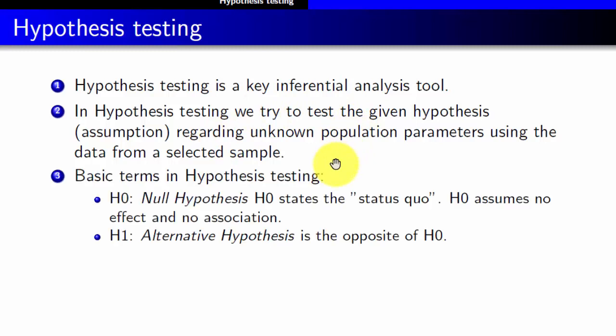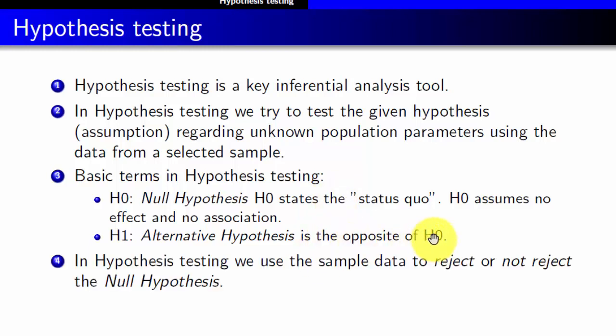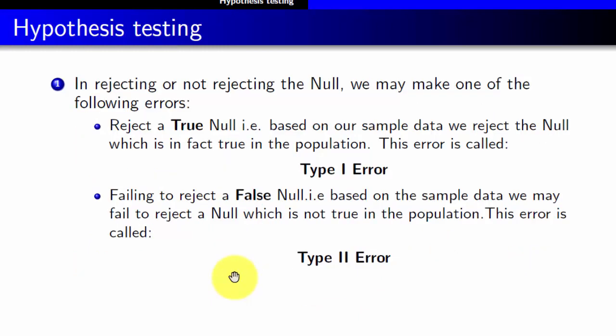In hypothesis testing, we are dealing with the following terminologies. First, the null hypothesis states the status quo, in other words, the assumption on the existing condition. H1 is the alternative hypothesis, which is the opposite of H null. In hypothesis testing, we try to use the sample data in order to reject or not to reject the null hypothesis. In doing so, we may make one of the following errors or mistakes.